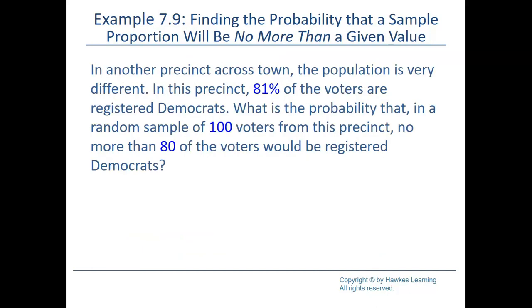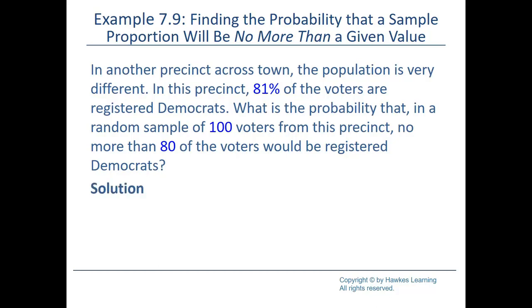Let's try another problem. So in another precinct across town, the population is very different. Now in this precinct, 81% of the voters are registered Democrats. What is the probability that in a random sample of 100 voters from this precinct, no more than 80 of those voters will be registered Democrats?